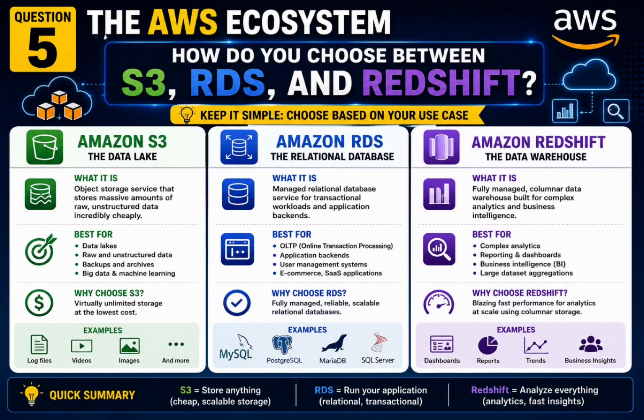It stores massive amounts of raw, unstructured data, incredibly cheap. Amazon RDS is your relational database used for transactional application backends. And Amazon Redshift is your heavy duty columnar data warehouse built specifically for complex analytics and business intelligence. So let's master these 5 architectural concepts. Focus on the why behind the tools, and you will crush your next interview.